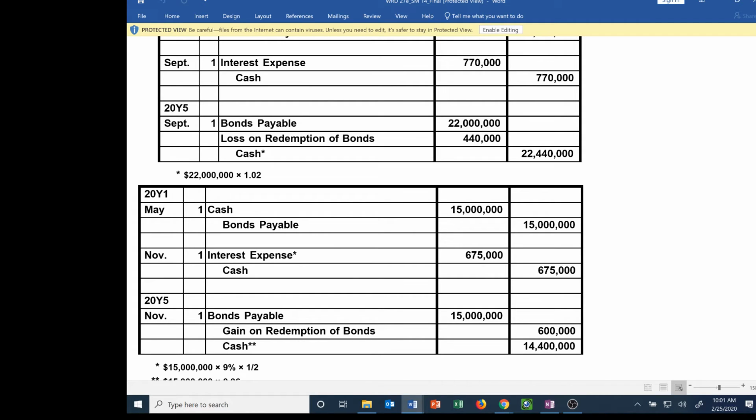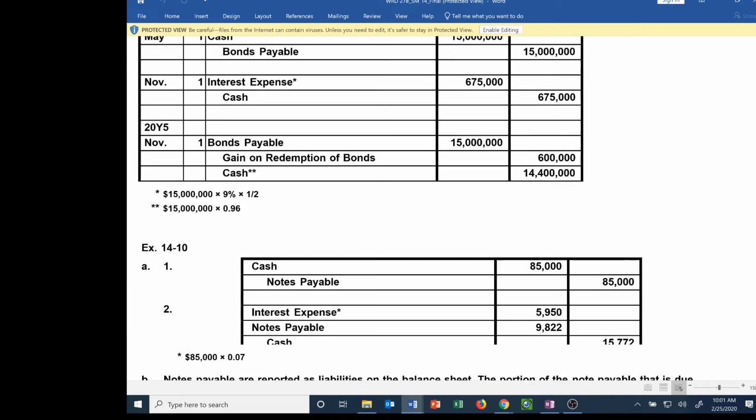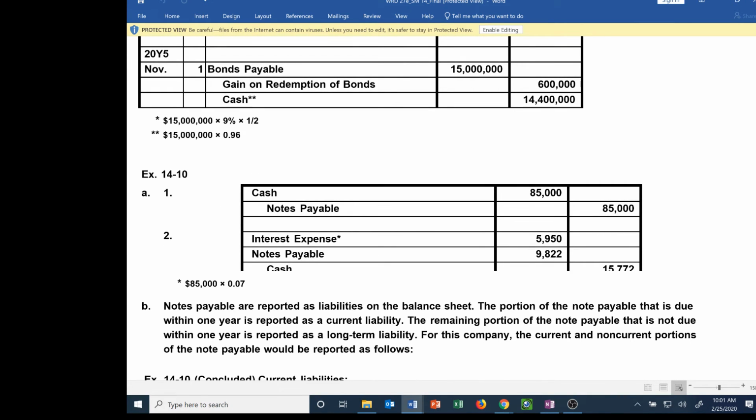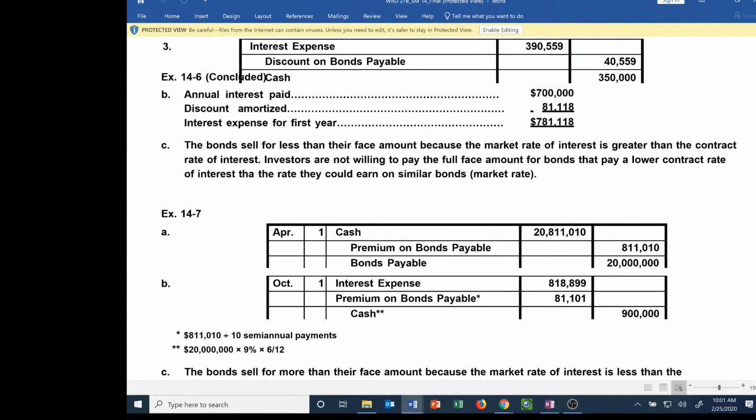What I want you all to do real quick, do number 8. Number 8 is just like number 9, so please do it. But it's a premium, okay? Take about 2 minutes to write down journal entries.